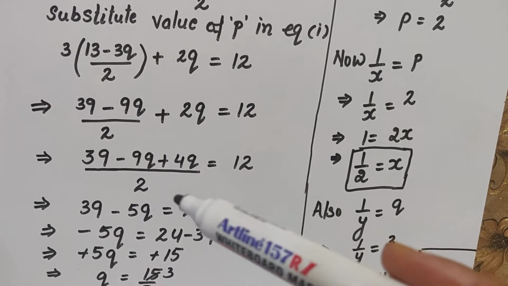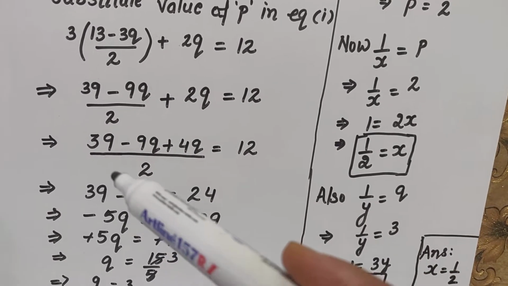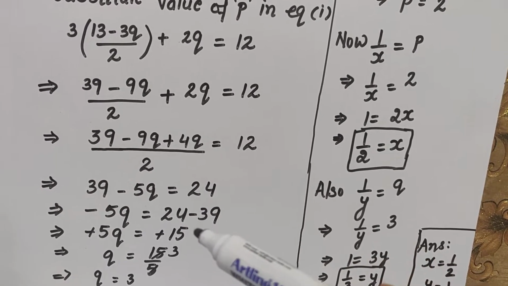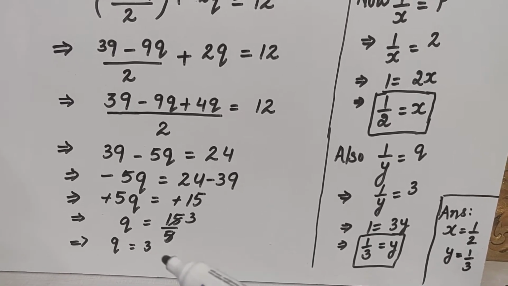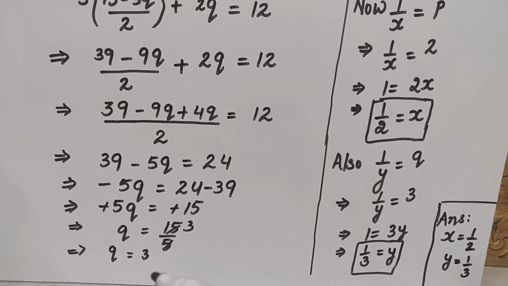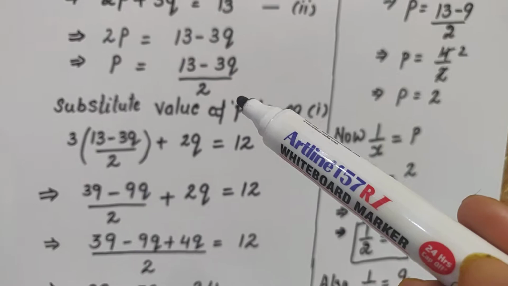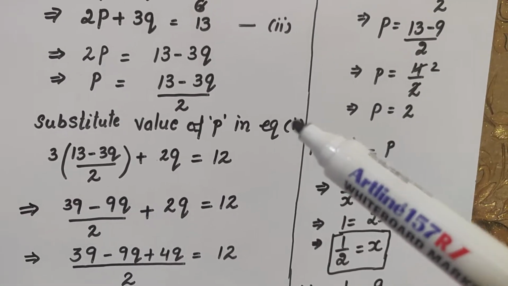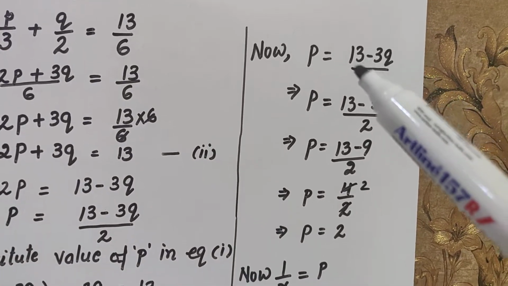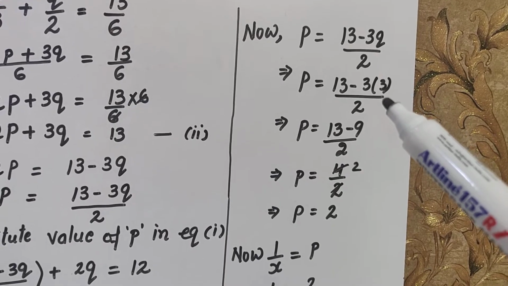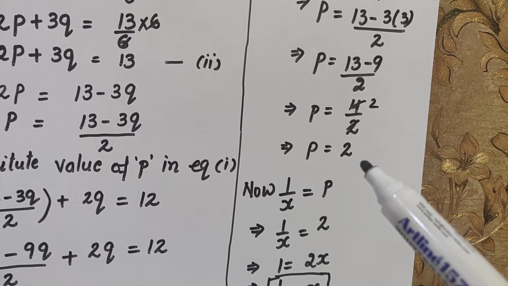Okay. Now after this, you will get 39 minus 9q plus 4q is equal to 12. When you solve it, 39 minus 5q is equal to 24. And when you keep on solving it, you get the value of q as 3. Once you get the value of q as 3, you know the value of p was 13 minus 3q upon 2. So just put the value of q here. The value of q I've got is 3. So I put the value of q here to get the value of p as 2.